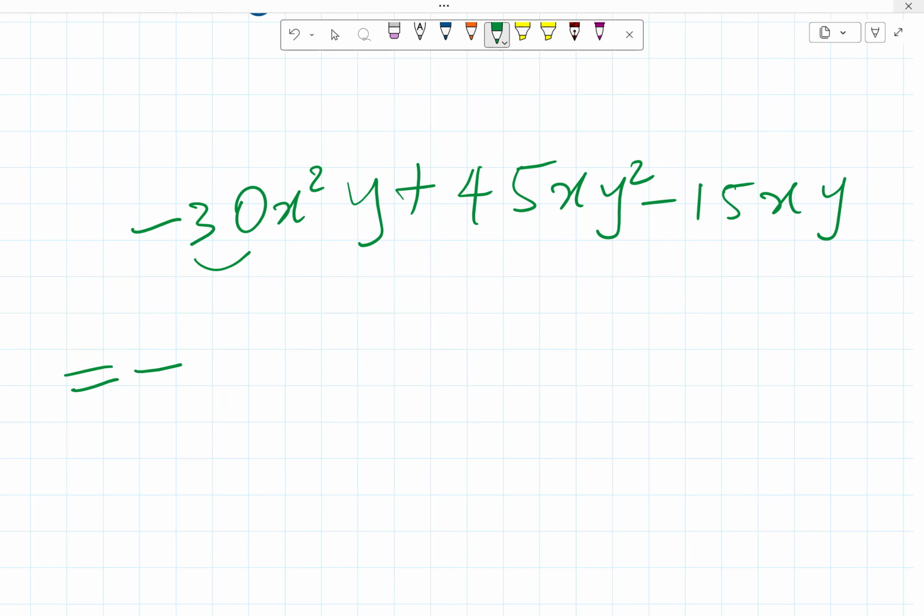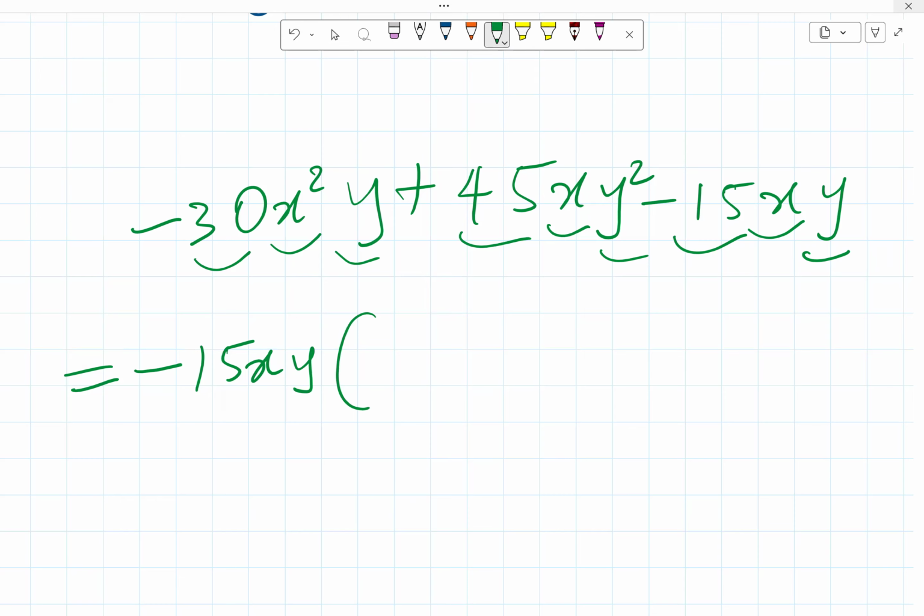Then look at 30, 45, and 15. The greatest common factor is 15, as you can see. 15 is the biggest number that can divide all 3 of them. Then we come to x squared, x, and x. The smallest exponent is x raised to power 1, so we go with that. Then y squared, y, and y. The smallest is y. And we have minus 30 divided by minus 15, which is simply 2. The x cancels 1 x here, so we have x. Y is gone.